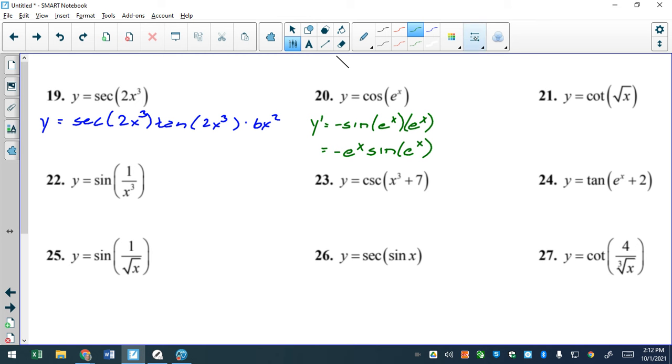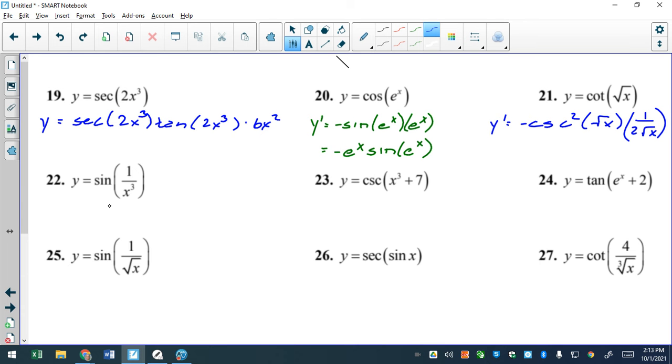Cotangent. Derivative of cotangent is negative cosecant squared. Negative cosecant squared. We leave the square root of x alone. Now, the derivative of square root of x is 1/2 x to the negative 1/2, which I'm going to write as 1 over 2 root x. Same thing. But if you write 1/2 x negative 1/2, that's fine.